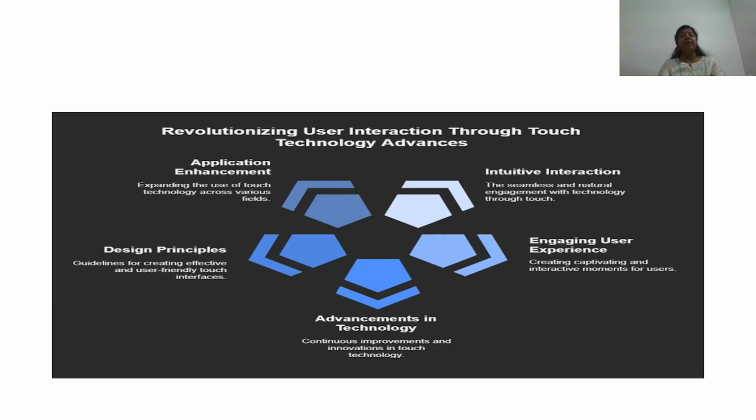Now, considering the various applications, functionalities and design principles of touch interfaces we have discussed, we can consider the technological advancements in touch interfaces, which focus on components like intuitive interactions, engaging user experiences, advancements in technology, application enhancements, and design principles.